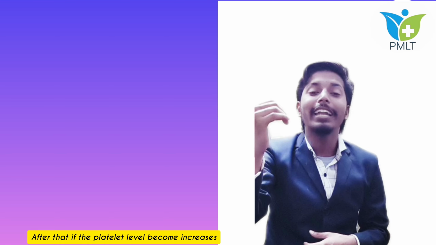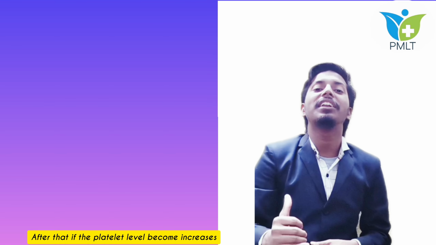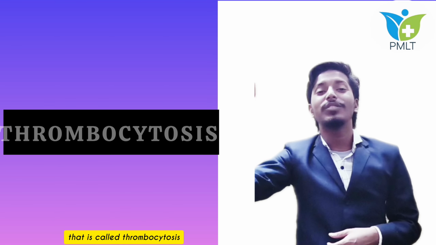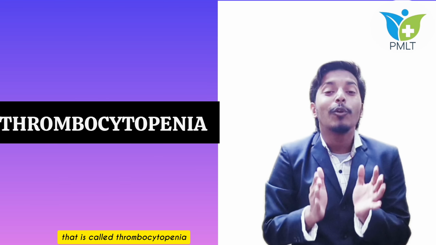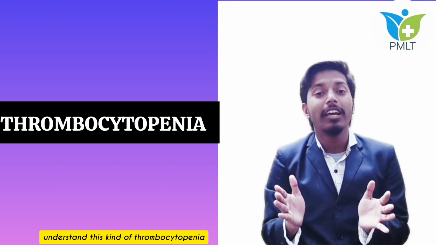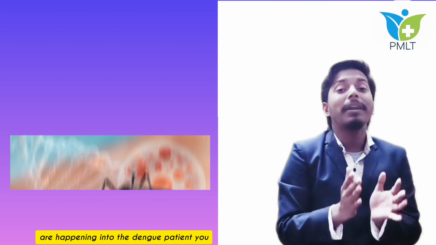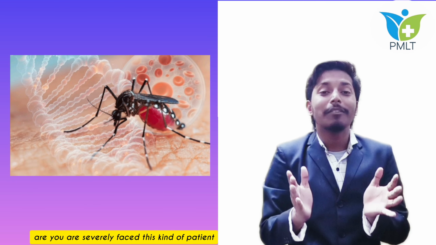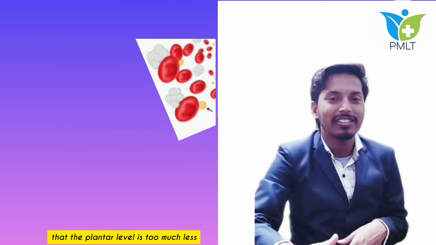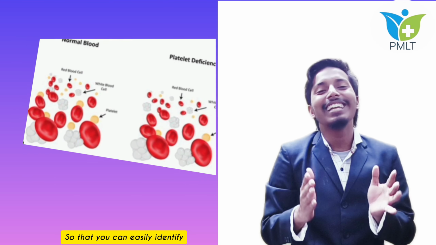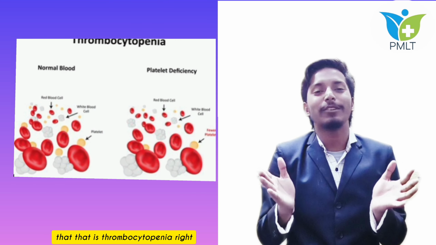Okay, after that, if the platelet level increases, that is called thrombocytosis, or if the platelet level decreases, that is called thrombocytopenia. Understand? This kind of thrombocytopenia happens in dengue patients. You will frequently face this kind of patient. In a dengue patient, you will find that the platelet level is very low, so you can easily identify that it is thrombocytopenia, right?